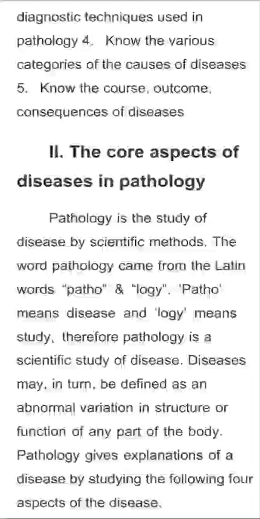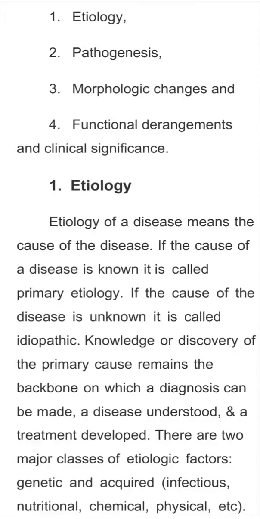Disease may in turn be defined as an abnormal variation in the structure or function of any part of the body. Pathology is the explanation of a disease by studying the following four aspects of the disease. That is, the first one is etiology, the second one is pathogenesis, the third one is morphologic changes, and the fourth one is the functional derangement and the clinical significance.